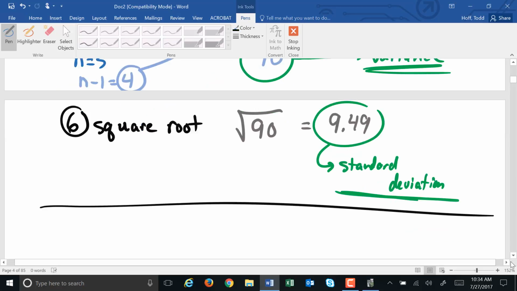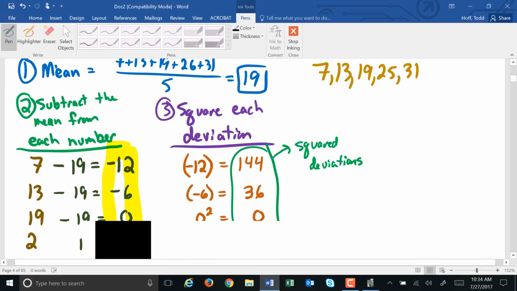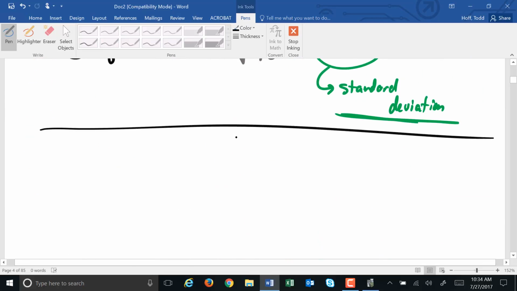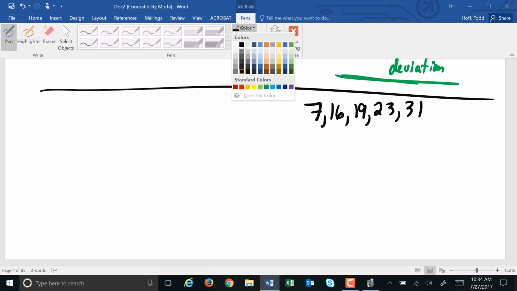Now our other data set was, oops, come on, the scrolling is working wonderfully here too. 7, 16, 19, 22, and 31. Sorry.